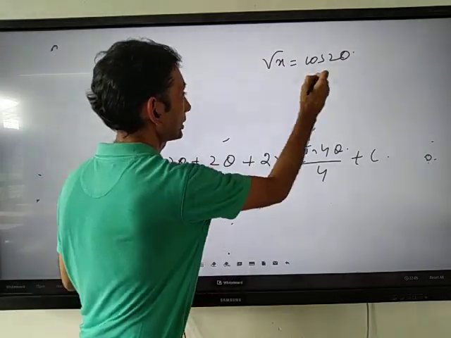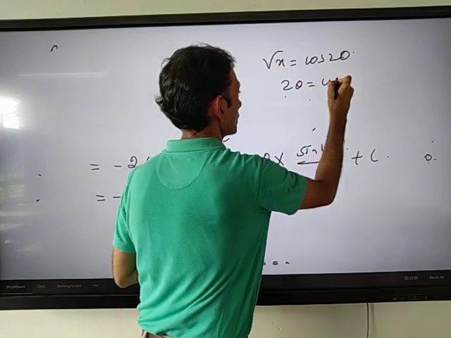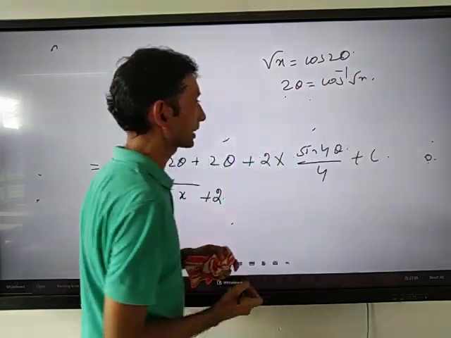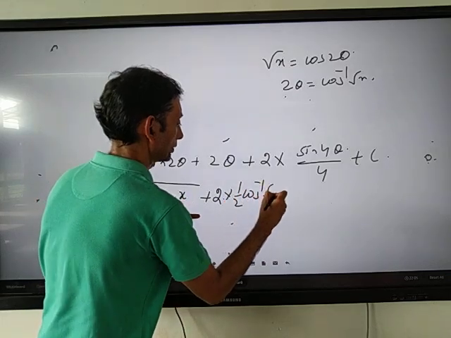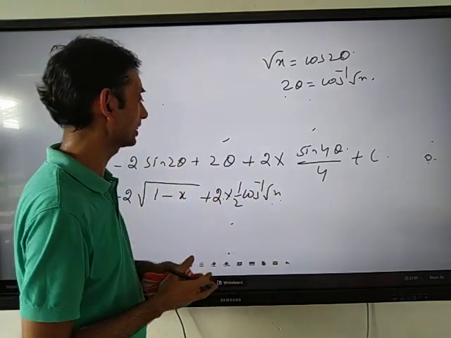What is the value of theta? 2 theta is equal to cos inverse root x. So theta is half cos inverse x. Half cos inverse x, 2 is there. Or you can just directly write the value of 2 theta.